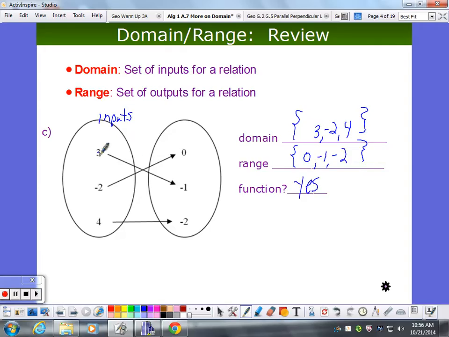Right, you can look at the arrows. As long as there's only one arrow coming out, fine. Now if I do this, is it a function? No. Does it change my domain or range?